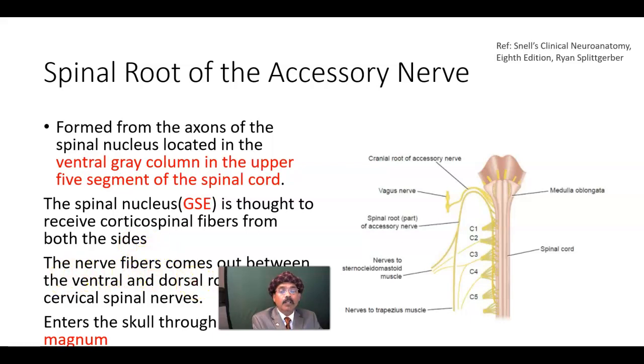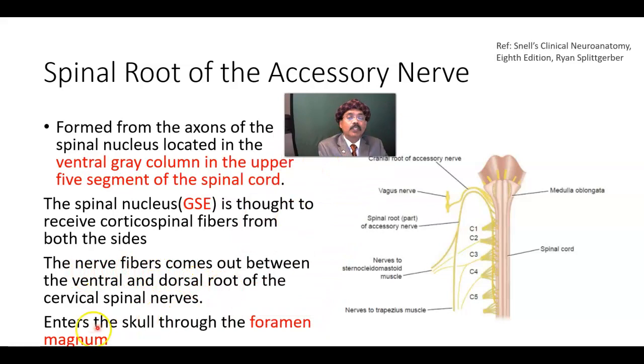The nerve fiber comes out between the ventral and dorsal root of the cervical spinal nerve. It enters the skull through the foramen magnum. So remember that the spinal root of the accessory nerve enters the cranial cavity through the foramen magnum and unites with the cranial root at the jugular foramen.